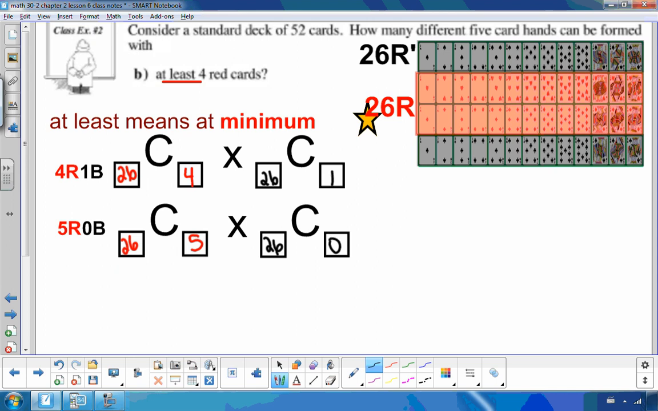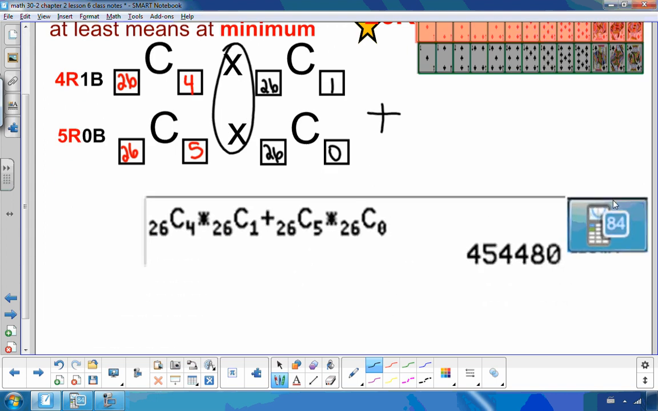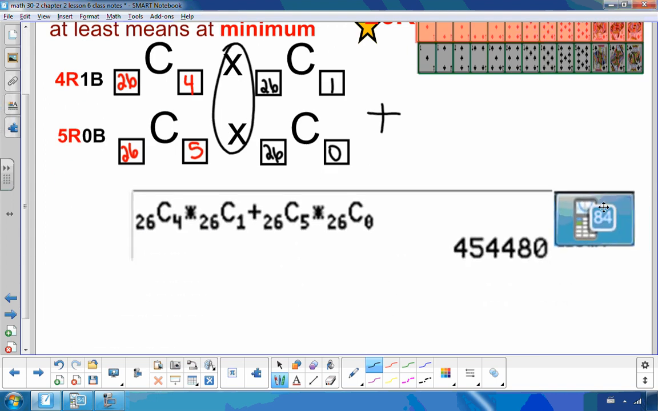So we're multiplying together again because that is "and." I want 4 red cards and 1 black. And then I have cases, which is "or," and "or" in math means add. Putting that together in my calculator, you can see that I have 454,480 5-card hands with at least 4 red.